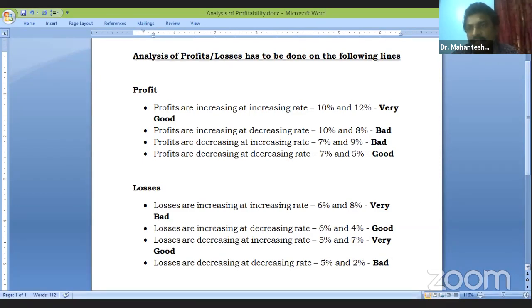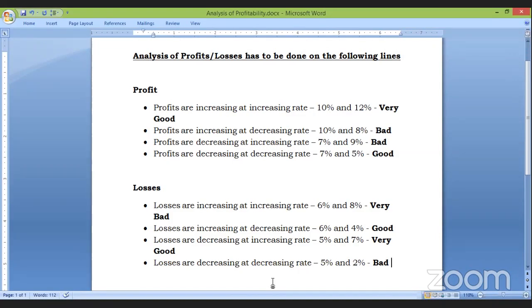Now over to the participants. If there are any questions, I'll be very happy to take those questions on trend analysis, and then we'll move on to the next tool in financial analysis. Yes, guys, you can type your questions if anybody has.